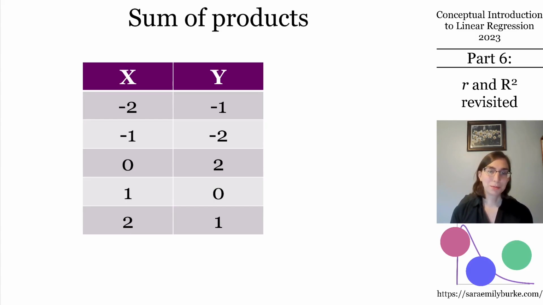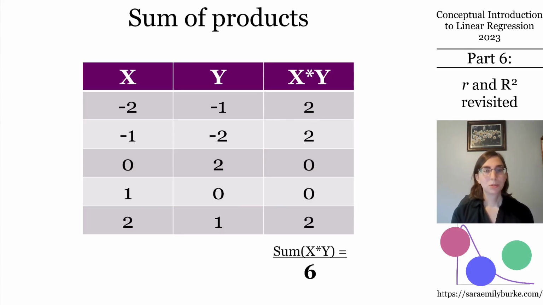Suppose we have some data that I'm calling x and y, and I'm going to show a feature of the data that is useful to think about sometimes: the sum of the products of these two variables. On the screen, I've computed the product of x and y for each observation. There's only 5 observations. And at the bottom, I've added those products together. The sum of the products is 6.